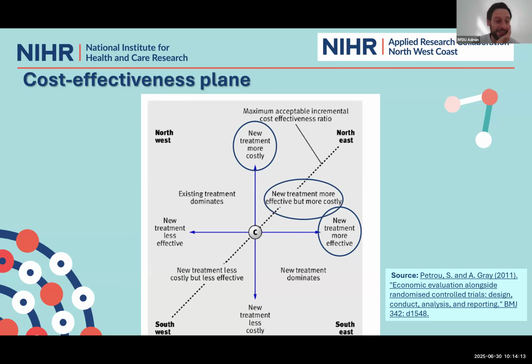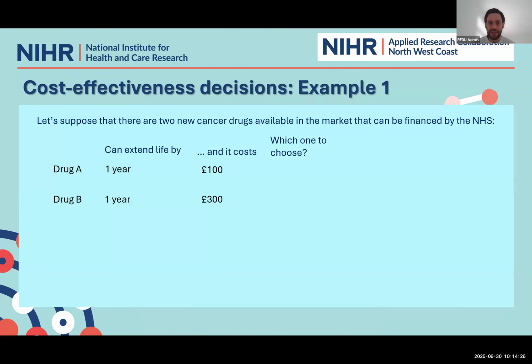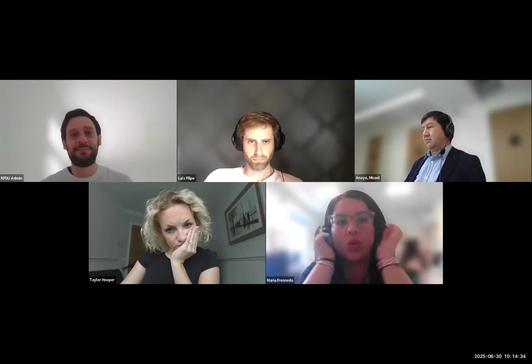Any questions so far? Okay. So this is just to introduce you to some concepts around how costs and outcomes might interact together. I'm going to stop sharing my slide now, and I'm going to leave the next part to Misael.